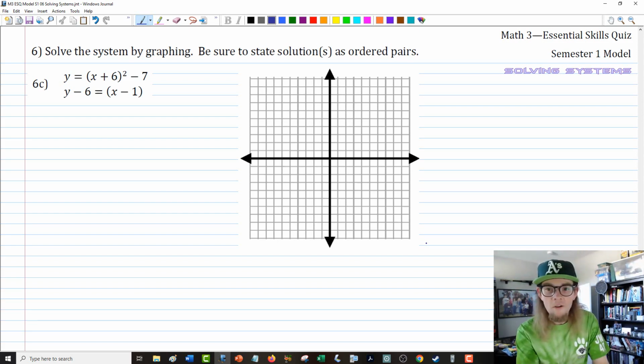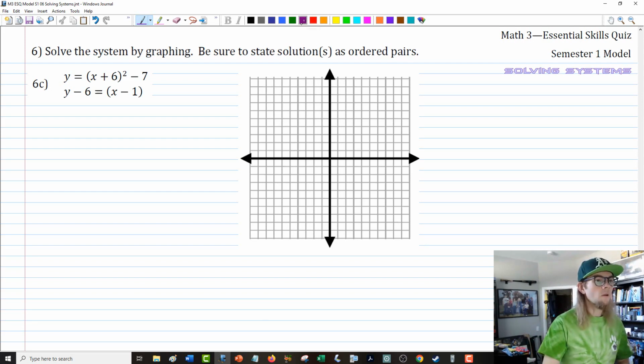So here we are. We're on our final one here, 6C. Once again, we've got a parabola in vertex form. We've got a line in point slope form. We are going to solve this system graphically. So we're going to sketch each of these out. But I want to begin just like we did in the past. Let's start with the linear equation, that line right there.